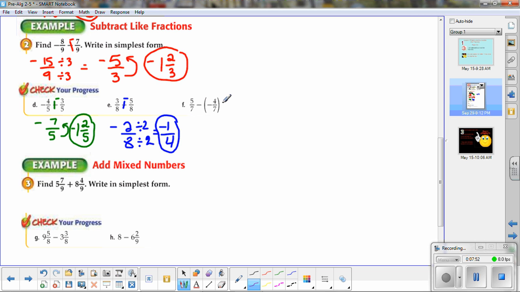In 5/7 minus negative 4/7, subtraction with negatives, change it to adding the opposite, or chop chop. Now they're both positive, so you're going to just go ahead and add the numerators. 5 plus 4 is 9. Keep the denominator. Since they're both positive, you're going to keep the answer positive, but it's an improper fraction again. So 7 goes into 9 one time with 2 left over. Keep the denominator the same. 1 and 2/7.